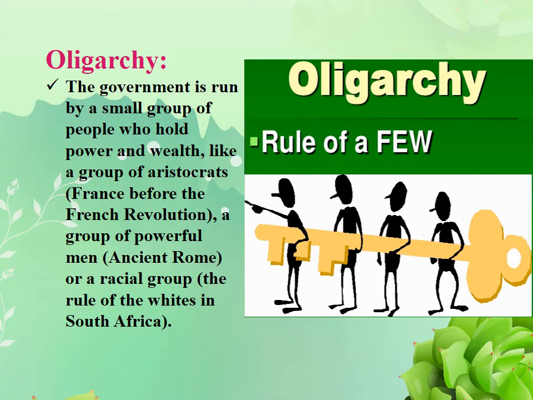Oligarchy. The government is run by a small group of people who hold power and wealth. Like a group of aristocrats in France before the French Revolution, a group of powerful men in ancient Rome, or a racial group, as in the rule of the whites in South Africa, for example.